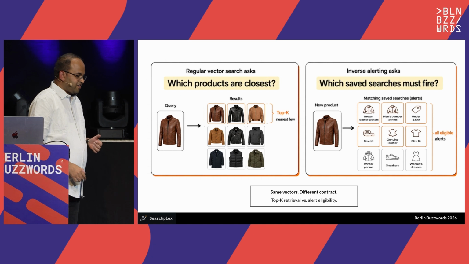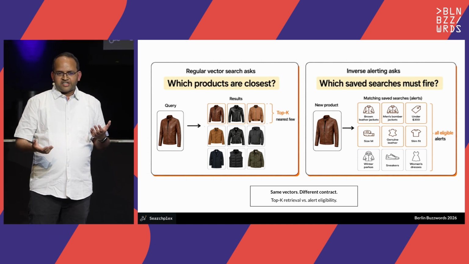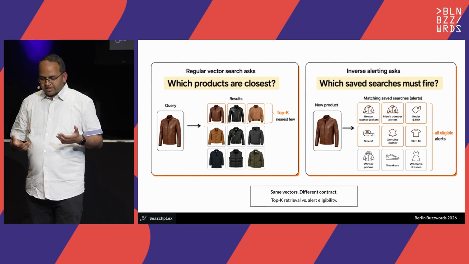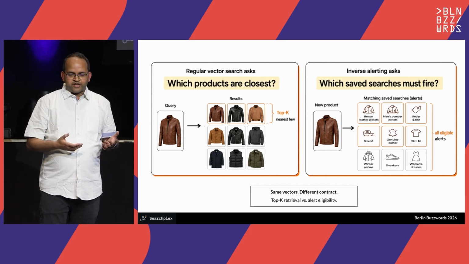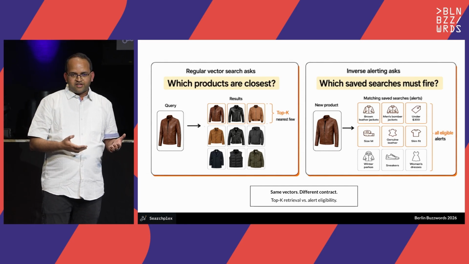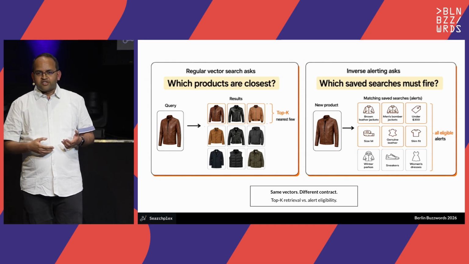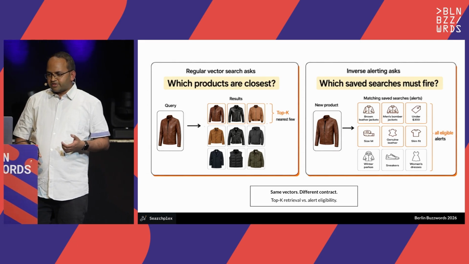So to summarize, these are the two contrasting situations. On both sides, you have the vector, and you need to get the closest matching. But there is one contract where you are just asking for the top K. Let's call that the forward search use case. And in the inverse search, you are like, get me everything that's matching. So that's the difference of contract.